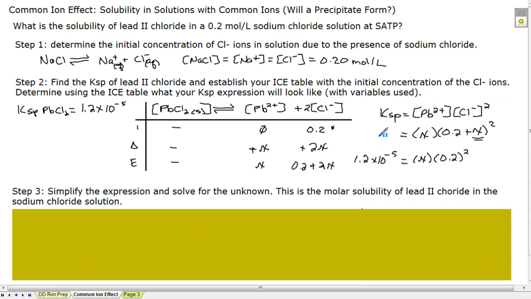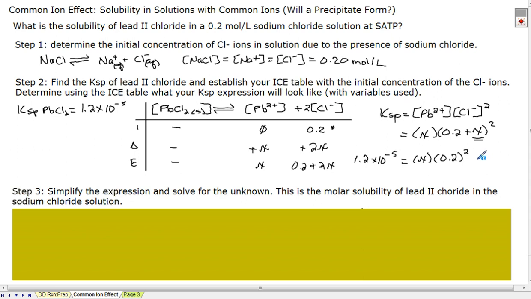So what will our Ksp expression look like? Well, we have our lead ions and our chloride ions, but again, because we have that 2 as our coefficient, it now becomes an exponent. So we sub in what we have in our equilibrium section of the ICE table, x and 0.2 plus 2x.